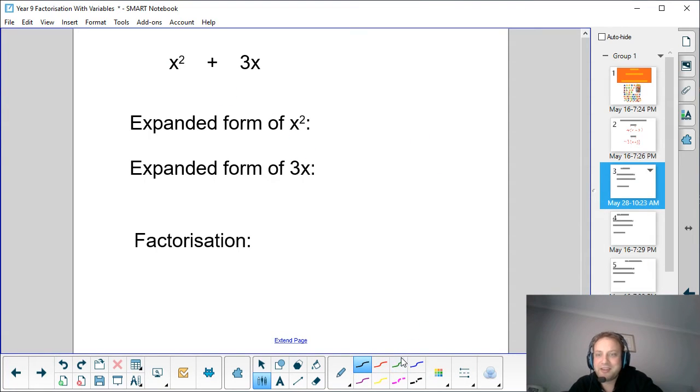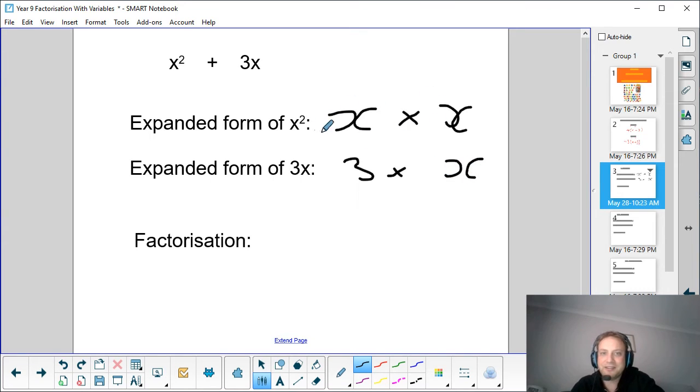We might just for a second think about what these look like in their expanded forms. This isn't working out you need to show, but it's just a thought process that might help you. Knowing that x squared is x times x, that's the long way of writing x squared. And 3x, another way of writing that, is 3 times x. So if I'm looking at this pair of factors, the things that multiply to make x squared and the things that multiply to make 3x, all we're looking for is what they have in common. And you'll see what they both have in common is they've both got a letter x in them.